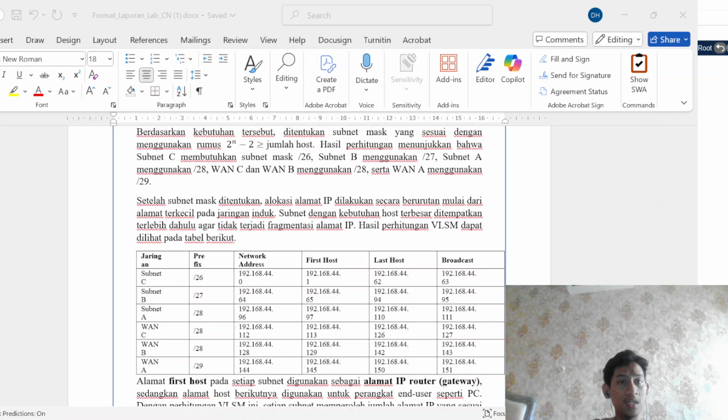Each subnet was then assigned a network address, first host address, last host address, and broadcast address sequentially from the base network. In this practical, the first usable host address of each subnet was assigned as the default gateway, which represents the router interface IP. This approach was chosen because it is a common networking practice, easy to remember, and helps maintain consistency across all subnets. Once the IP addressing plan was completed, we moved to the network implementation on Cisco Packet Tracer.